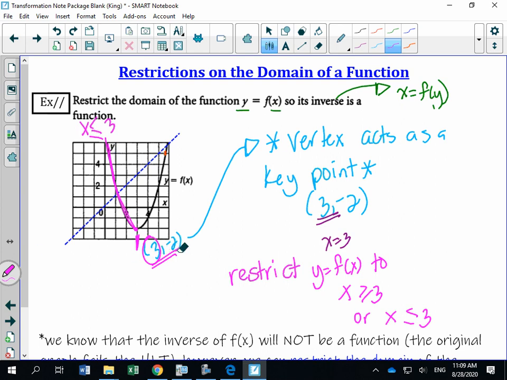So 3 comma negative 2 is going to be negative 2 comma 3, which would be here. And then another point, this point is, what's that point? 1 comma 2 would be 2 comma 1, which would be right here. That would be the reflection of the original graph. If it's restricted to x is less than or equal to 3, if I restrict the domain of the original, then the inverse is going to be a function. This pink line is a function, okay?